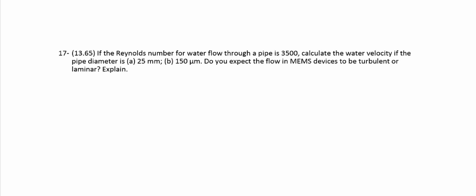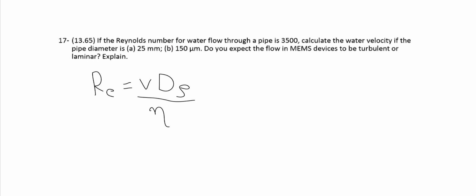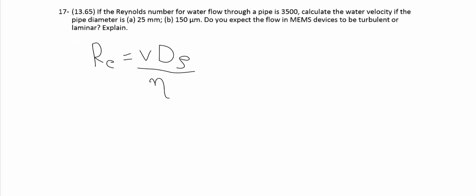So to begin, we must identify the Reynolds number formula. And that formula is represented the following way. So we have Reynolds number, Re, is equal to velocity times the pipe diameter or the channel diameter and the density of the fluid we are referring to over the viscosity of that fluid. So we are interested in finding the velocity of that fluid.